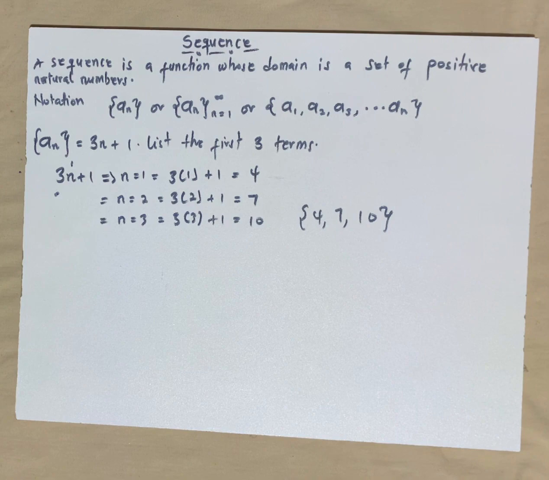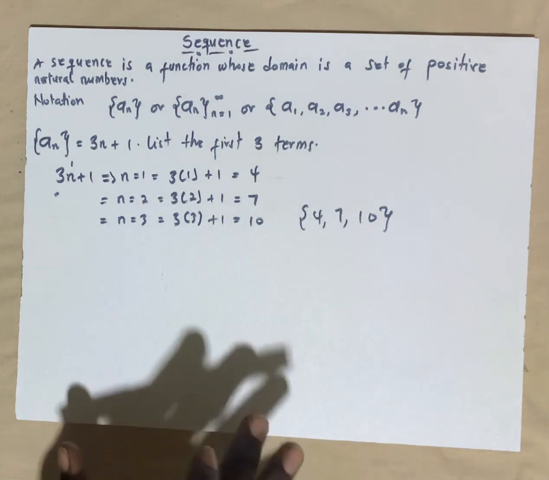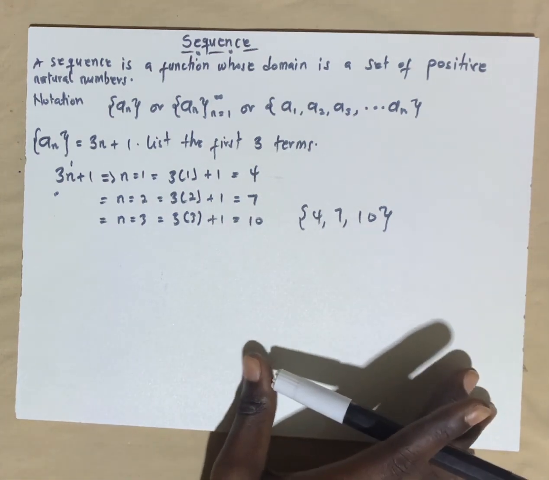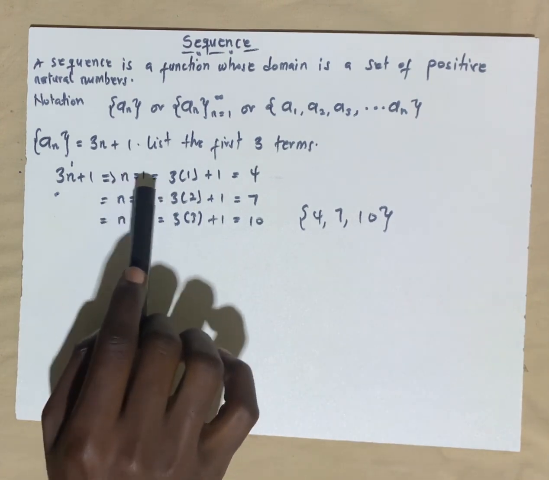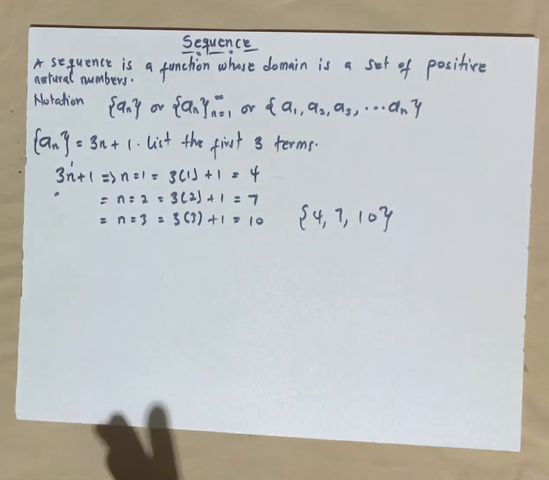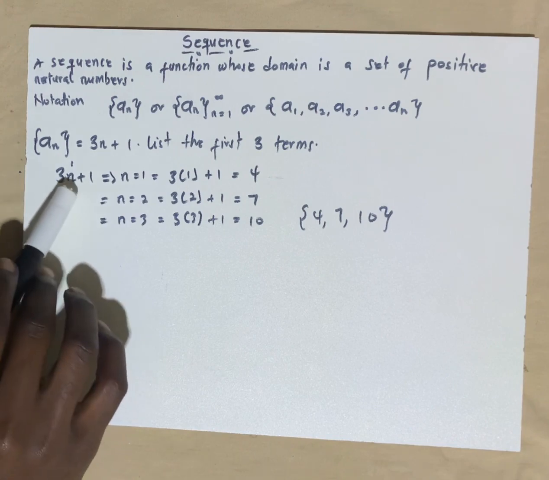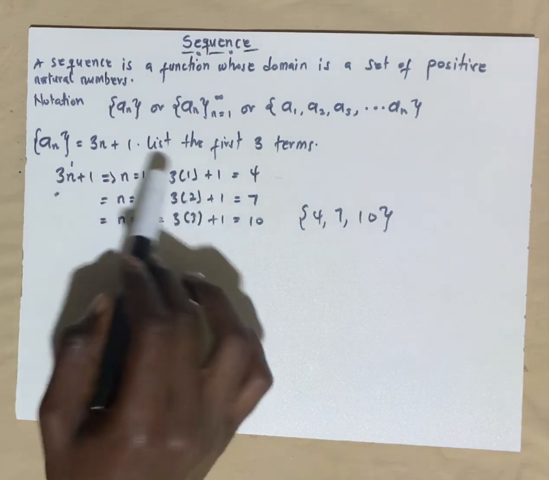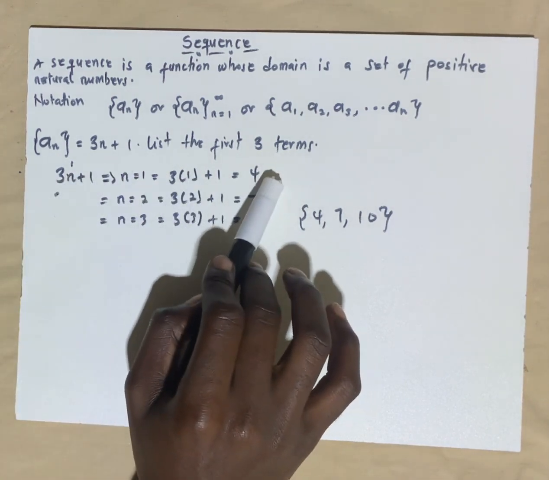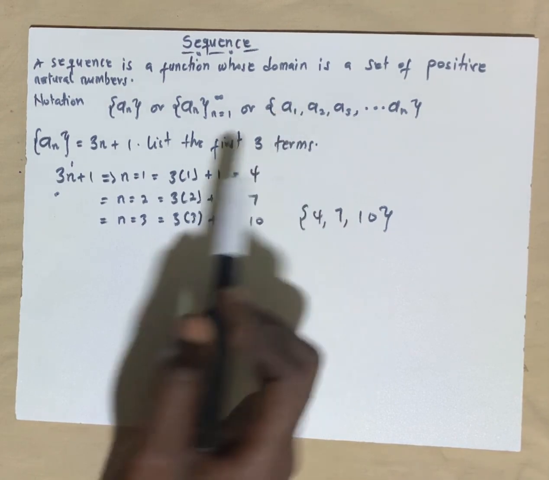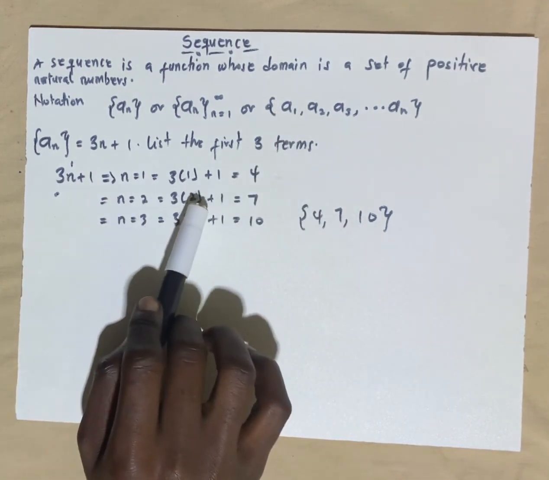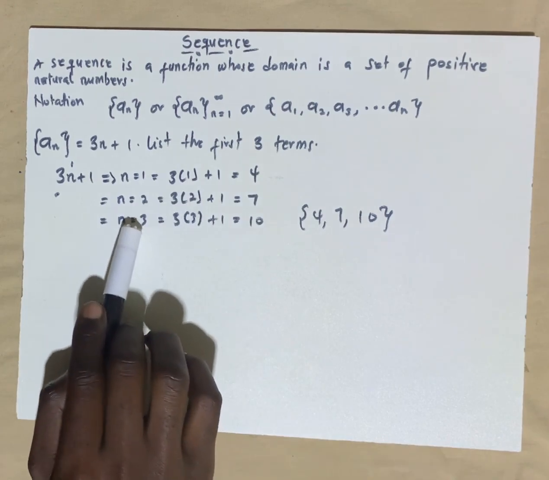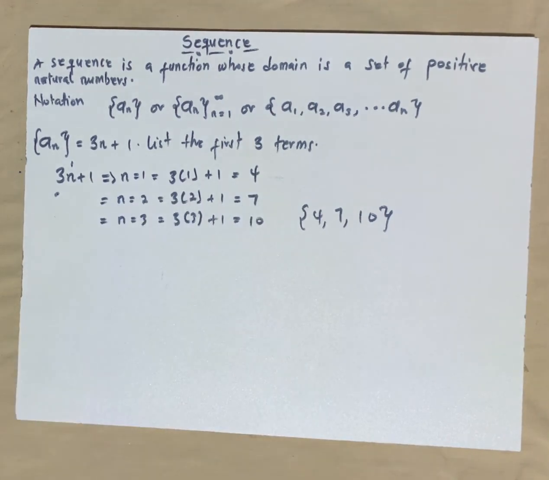So in terms of finding the list or the members of a sequence, all you have to do is to place the subsequent natural numbers into the function. So this is the function. Wherever n is 1, when you input it, you are going to get an output of 4, which is going to give you a sub 1. Wherever n is 2, you are going to get 7. When n is 3, you are going to get this one, and so on and so forth. Yes. So now let's look at how to find the formula of a given sequence.